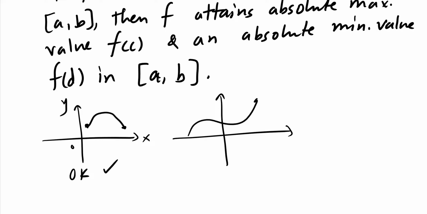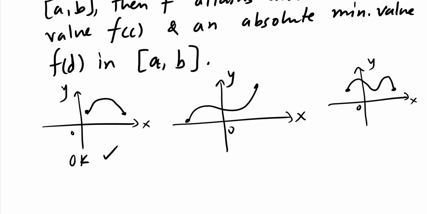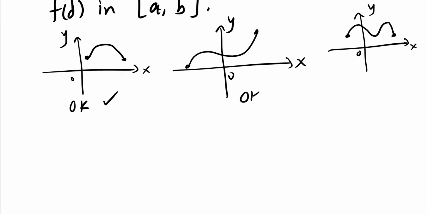Let's say it goes this way. Is this continuous and a closed interval? Yes, it is. What about if it goes this way, up and down, all the way here? Is that continuous? Yes. It's a closed interval? Yes. So this one is okay, this one is okay, it satisfies the theorem, and it must reach a maximum value. Like for the first one, this would be the absolute max.